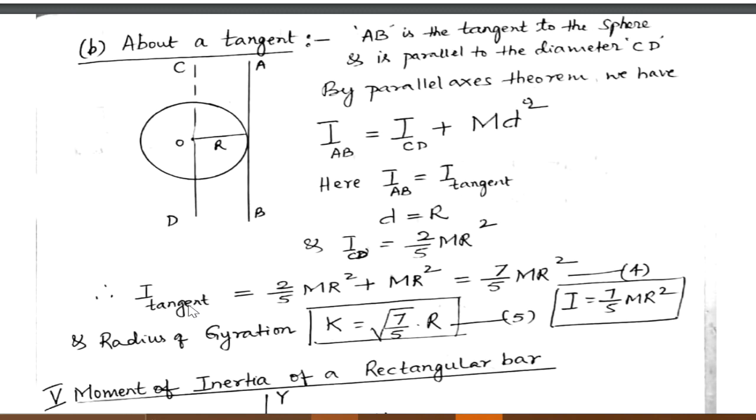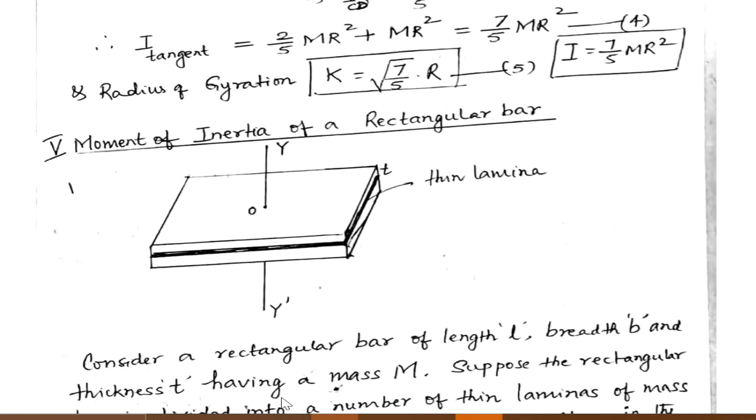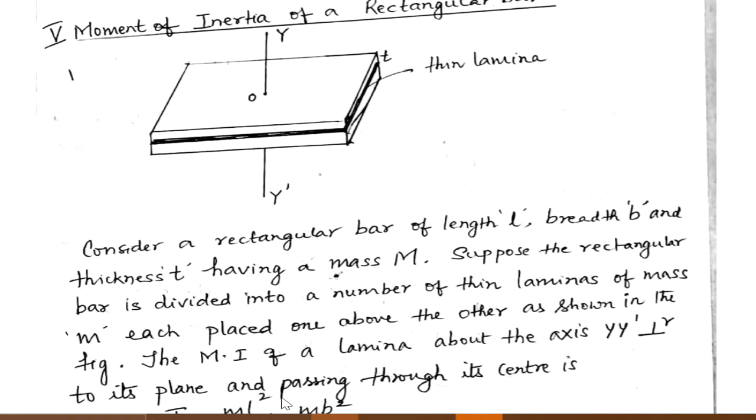Substituting above, we get I along the tangent AB is equal to 2 by 5 mr square plus mr square, which is equal to 7 by 5 mr square. That is equation 4. So simplifying, we get equation 4, I is equal to 7 by 5 mr square, is the moment of inertia expression in this case, and the radius of gyration is square root of 7 by 5 into r. This completes the solid sphere.